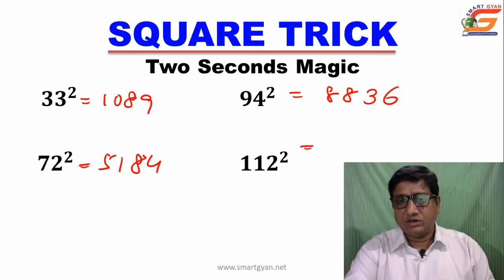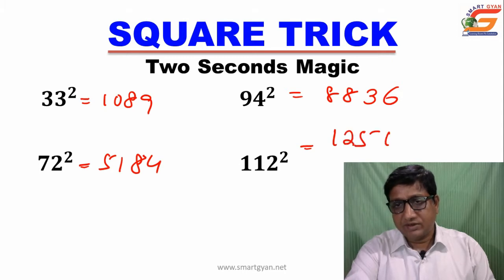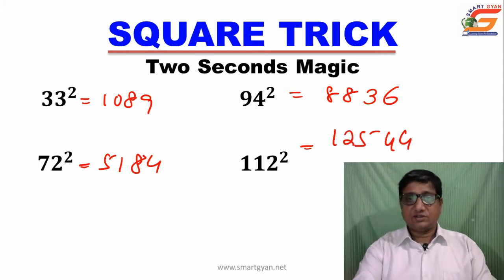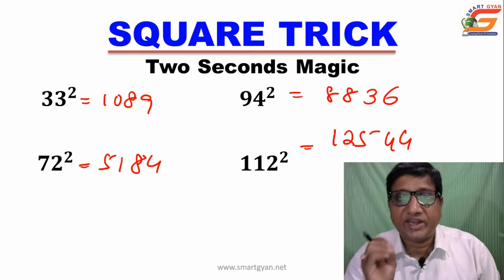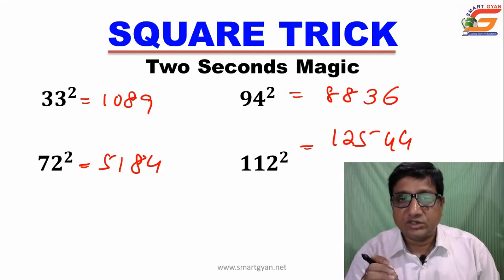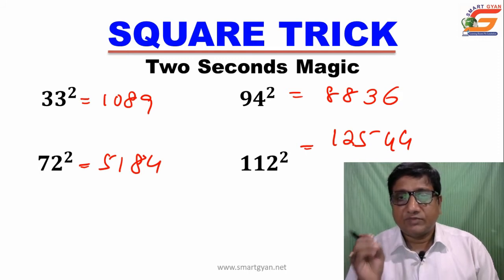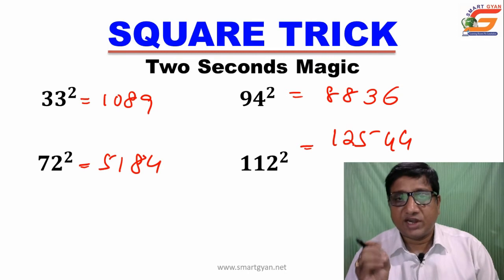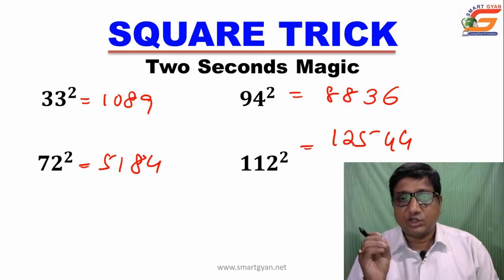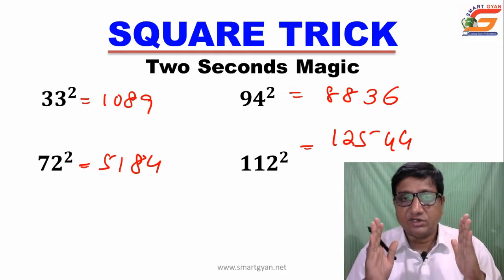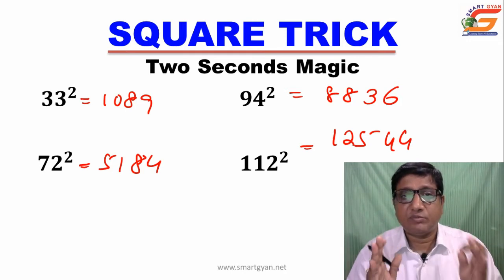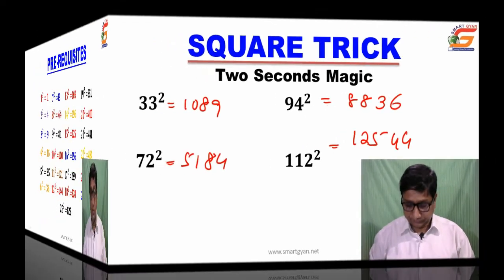And 112 square is 12544. Yes, this much time you will take, and that too without pen and paper. Try to learn the trick of how to do it simply. This is a really interesting part of mental mathematics, okay? You can do it mentally without using any pen and paper. This will help to save a lot of time in examinations.